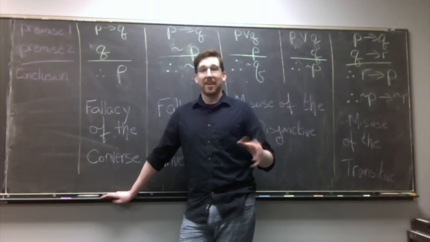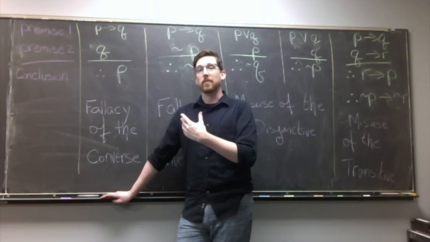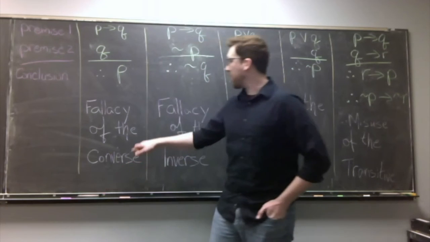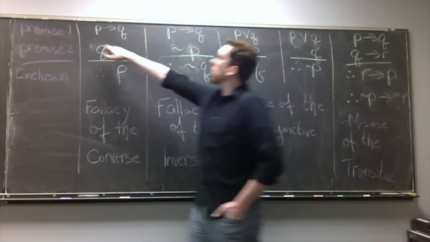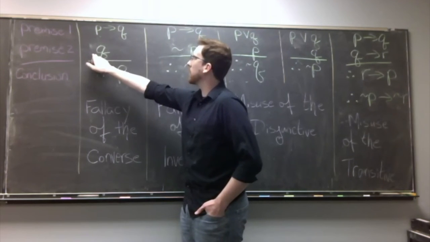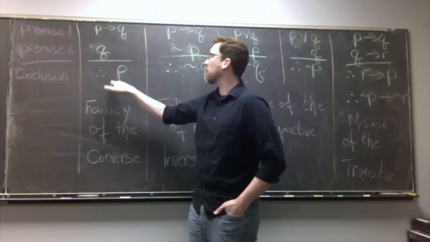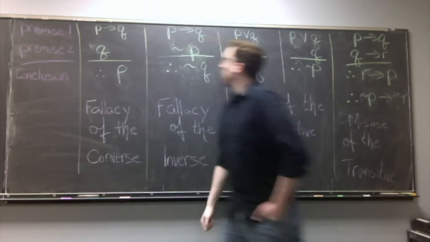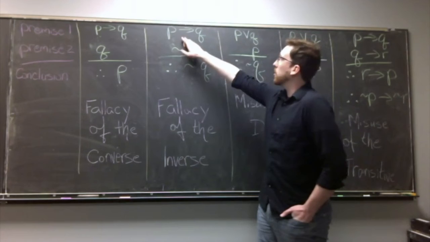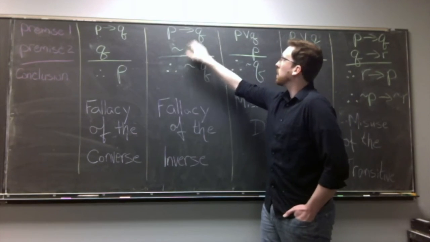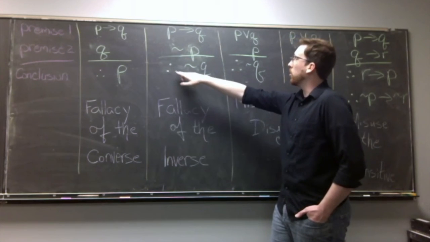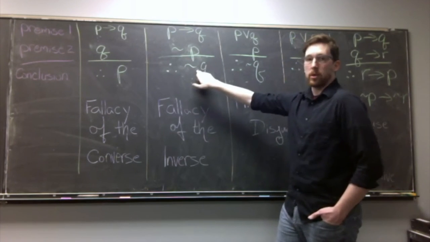Now, finally, as promised, a couple examples of common invalid arguments. Start off with, we have the fallacy of the converse, which has the first premise being P implies Q, the second premise is Q, and the conclusion is therefore P. The fallacy of the inverse has for its first premise P implies Q, for its second premise not P, for its conclusion therefore not Q.